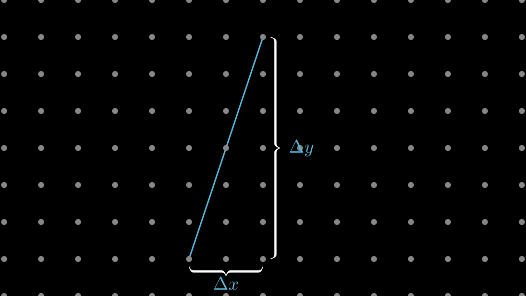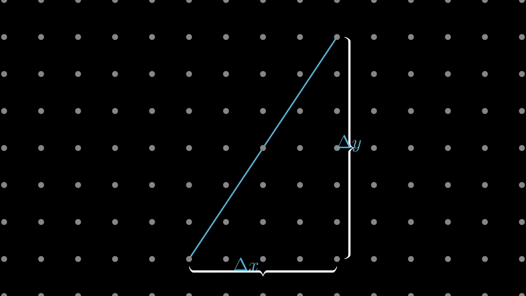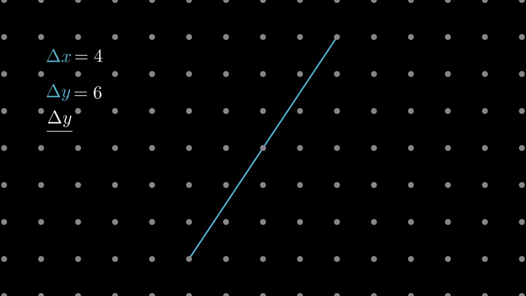Let's call them delta x and delta y. For example, this line is 6 units high, so its delta y value is 6. Now we increase the delta x value to 4. Now let's look at the slope of this line. It's delta y divided by delta x, meaning it's 6 divided by 4, or 3/2. Now let's look at how many points lie on this line.